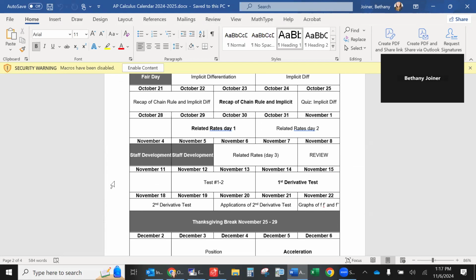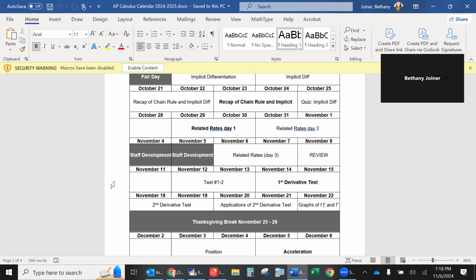Today we're doing related rates day 3. Then on Friday, we're going to review for your next test, which will be on Tuesday next week. It'll be just like last time: you'll have a multiple choice part and a free response part. They'll be the same day though.